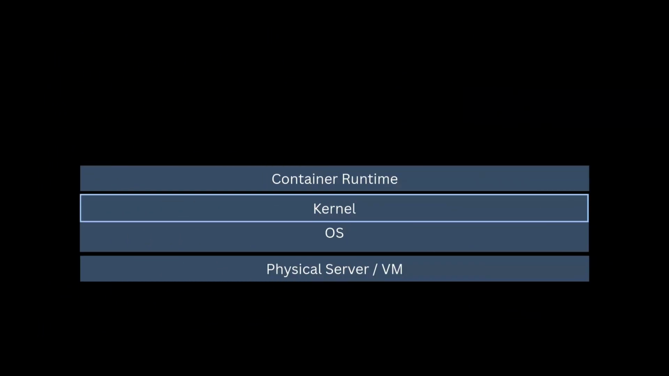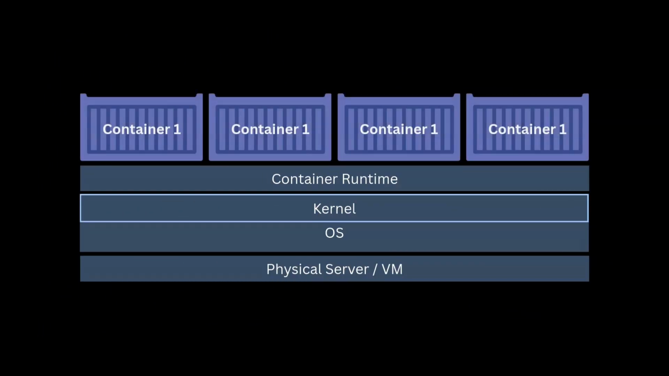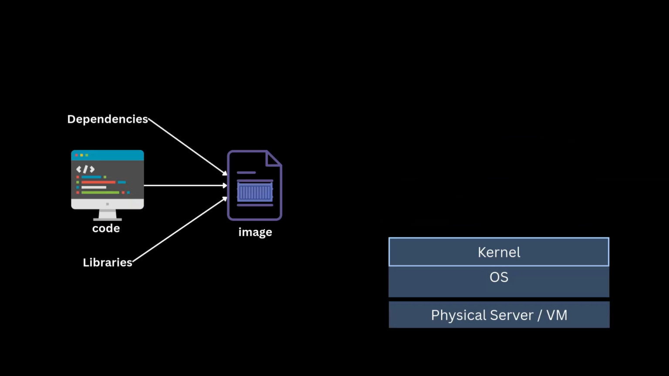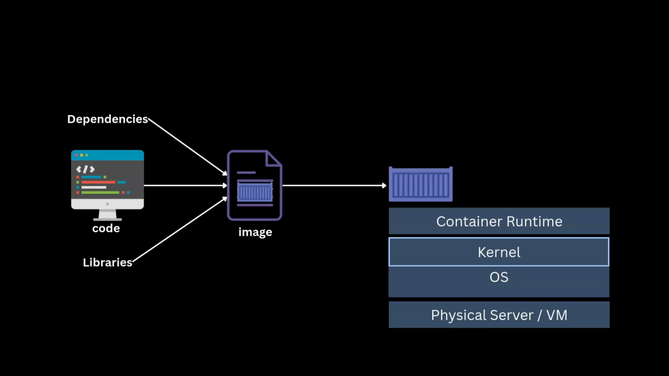With process-level virtualization, containers took efficiency to the next level. Application code with required libraries and dependencies is packaged into an immutable blueprint called a container image. To run containers, you need a host, either a physical server or a virtual machine, with a container runtime like containerd. The container image is used to create and run one or more containers.